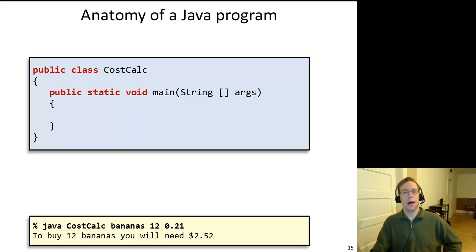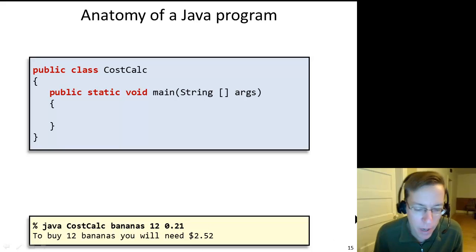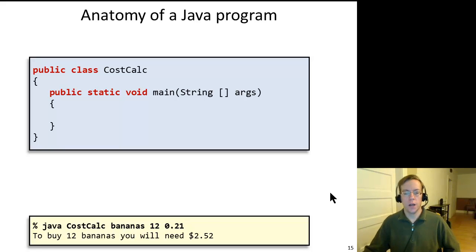Here is a basic Java program. All right, and we'll go through some of the anatomy. You could imagine, and we'll look at the actual code next time, its job, this cost calc program, is to take some input, namely the name of a fruit, a quantity of that fruit, and a price per unit of fruit, and calculate how much it costs to buy that many units of the fruit. All right, your input is bananas, 12 and 21 cents.